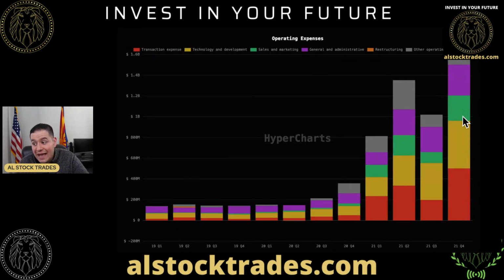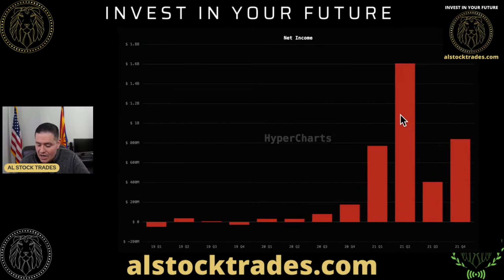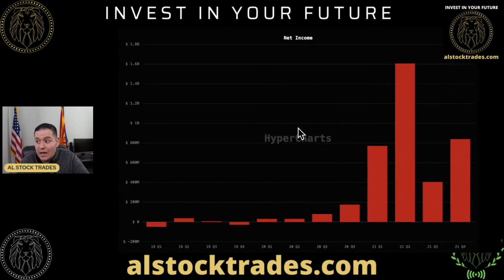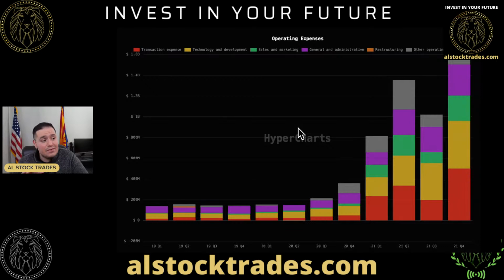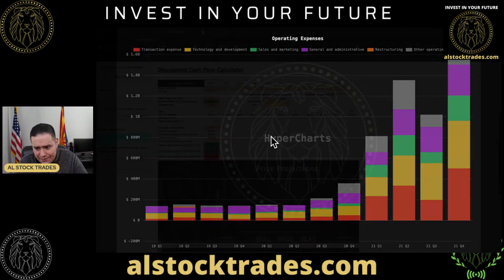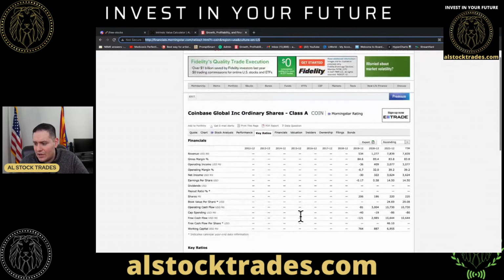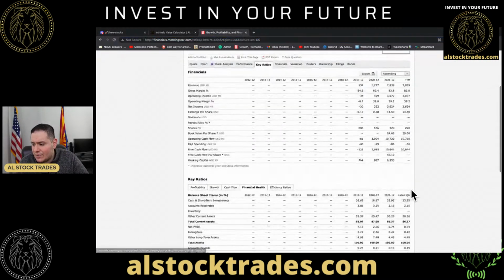Operating expenses have gone up, but their revenue and net income have as well. So that is a brief look at the graph portion of their intrinsic value. What I wanted to take a look at next is their financial health.